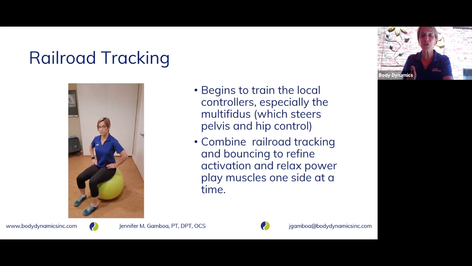So what you see me doing here is the railroad tracking to get started, and then you'll see me hold the railroad track in one direction, so the telescope with my right and the retraction with my left, and spiral into that retracted leg and bounce there. And the reason we do that is that it actually refines the activation. So now we're getting some subtlety in, because I don't want to just activate this way. I actually have to activate, in rotation, both to the right and to the left. And it also helps me relax those power play muscles one side at a time.